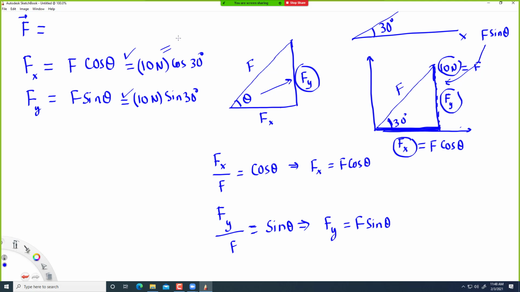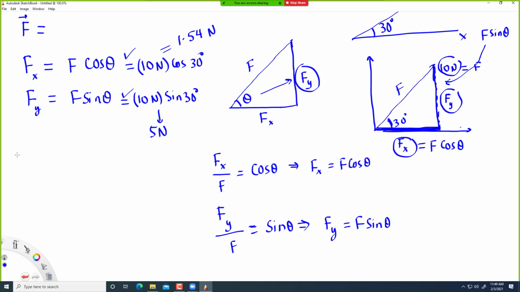I got 1.54 Newton. Okay, so this one. Is that 5? 5 Newton. Okay. So we got both the x and y components.